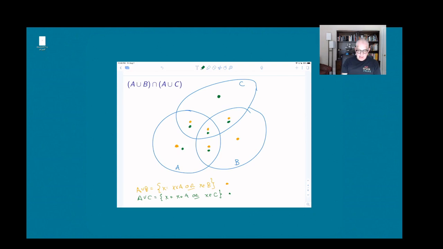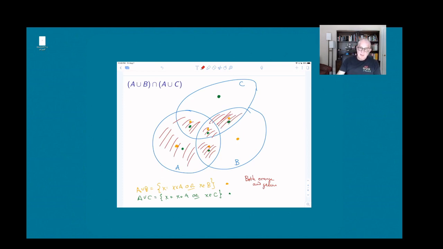Okay. So I think that covers these two things separately. Now, what about the intersection? Well, the intersection is going to be anything which has both an orange and a green dot, because you have to be in both sets to be in the intersection. And that means that we have to include this region, because it has an orange and a green dot, this region, this region, this region, and this region.